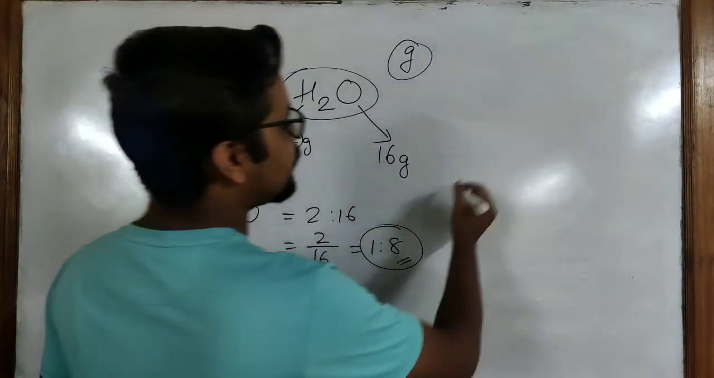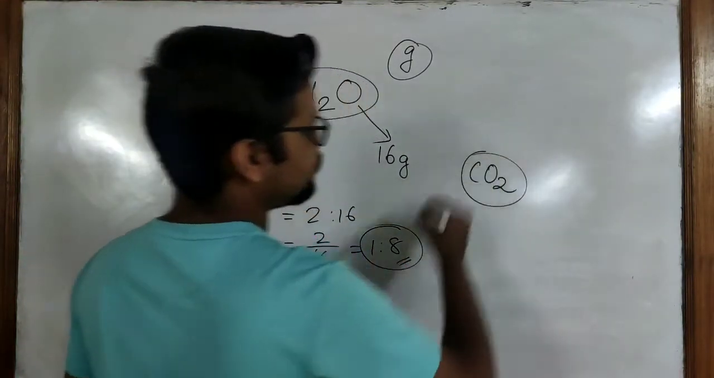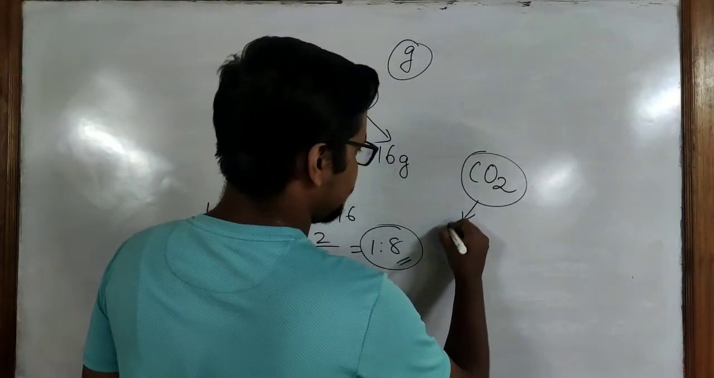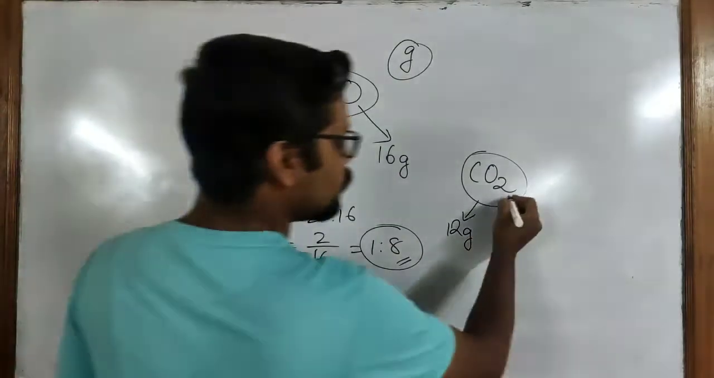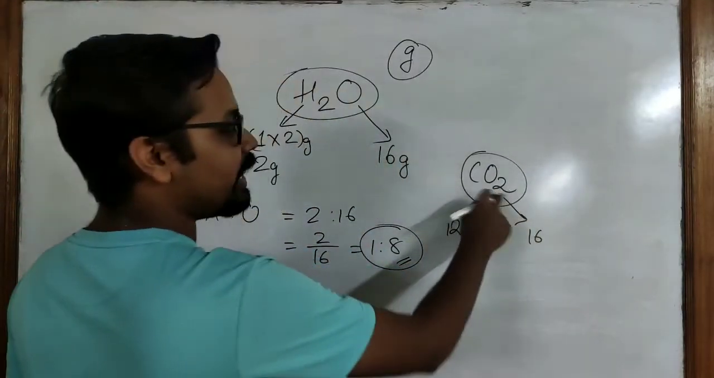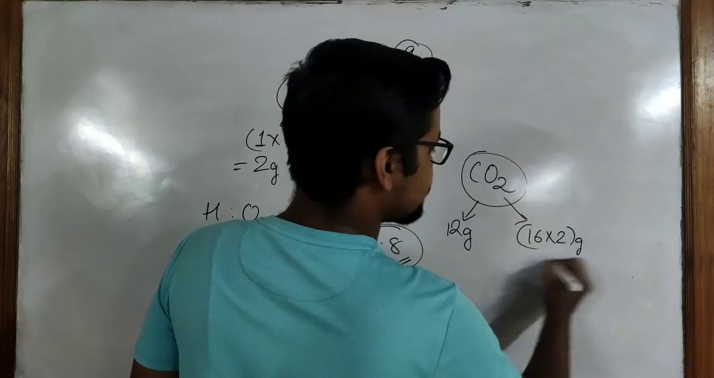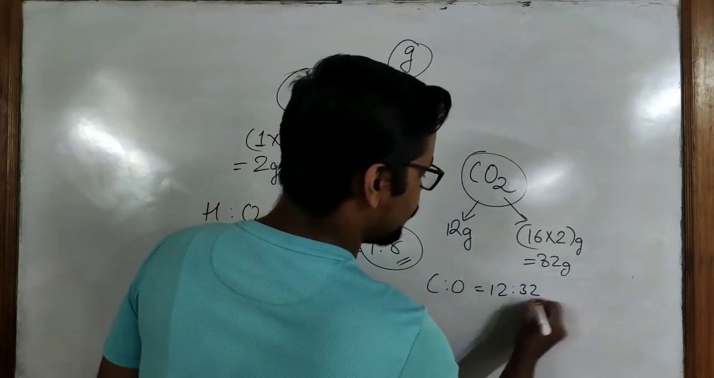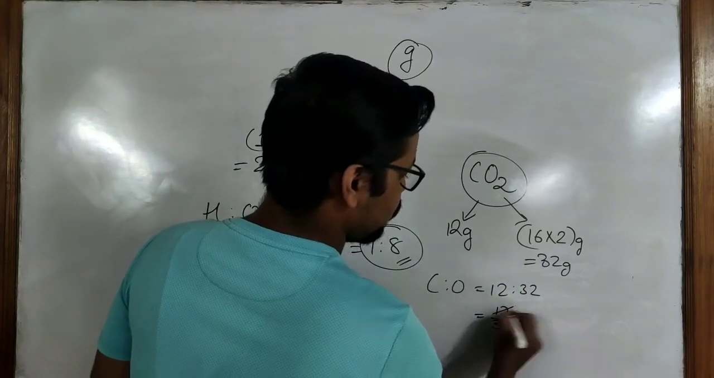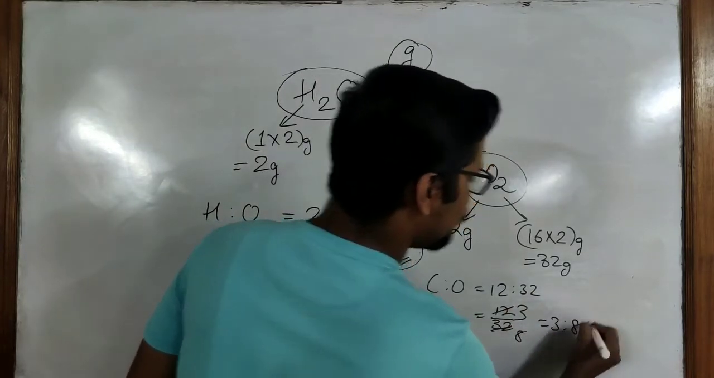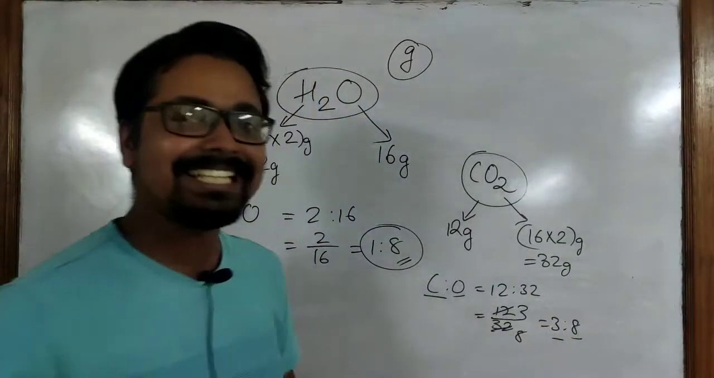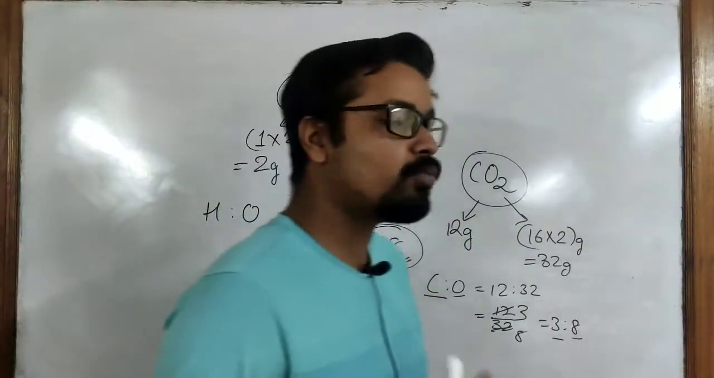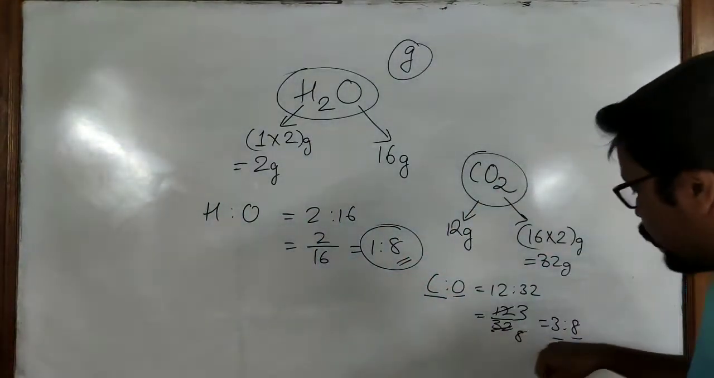Similarly, suppose you take carbon dioxide. What is the mass of carbon? Mass of carbon is 12 gram and mass of oxygen is 16, but how many oxygen do we have? We have 2 oxygen, so it is 32 gram. So what will be the ratio of carbon to oxygen? It will be 12:32, which is 3:8. So carbon to oxygen is always 3:8. The ratio between carbon and oxygen is 3:8 in carbon dioxide. So it does not matter from where you obtain the carbon dioxide, the ratio is going to be the same.